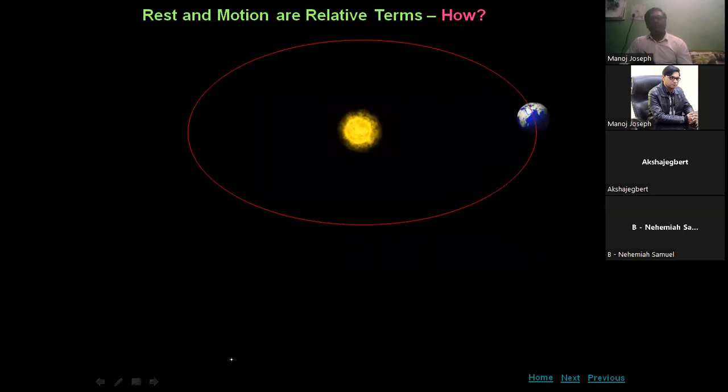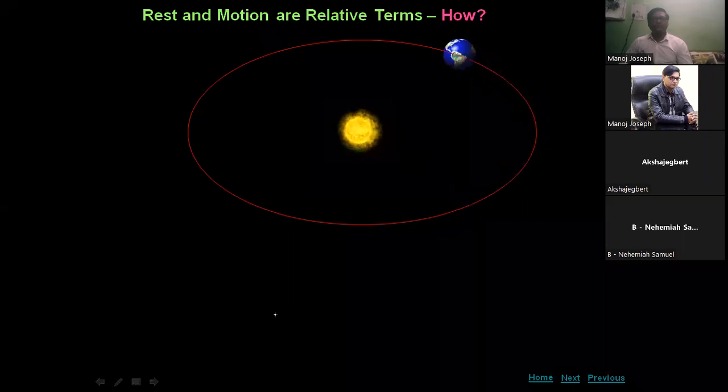Now the example of Earth. Earth is in circular motion around the sun. Earth is moving on its orbit around the sun, taking a long time of 365 days to complete one revolution around the sun. And Earth is also rotating about its own axis. So there are two motions in the Earth. Earth is rotating about its own axis even as it is moving around the sun. So there is circular motion, and there is rotational motion.